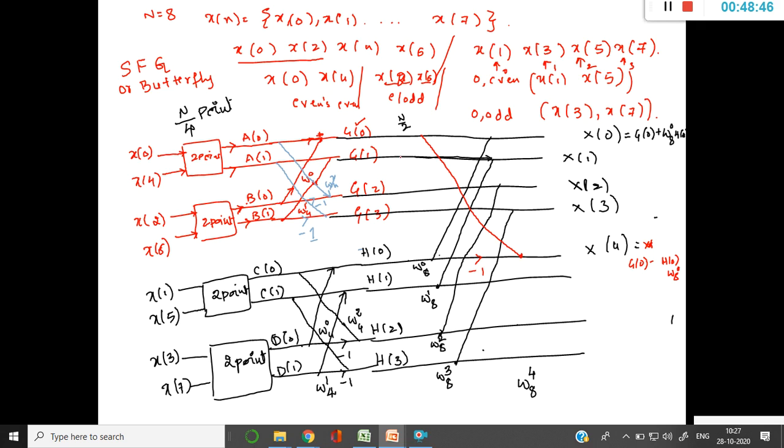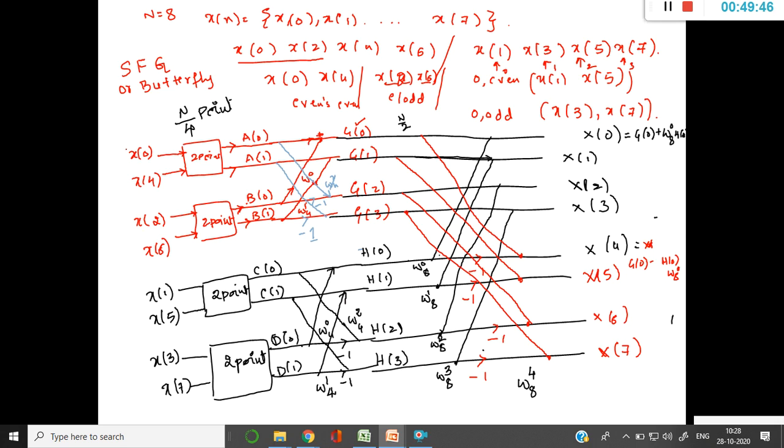That's it. And here also, X of 5 is obtained by H of 1 into W8 to the power of 1, subtracted from G of 1. Again here also X of 6 is obtained as this: I simply negate this, multiply H of 2 and W8 to the power of 2, negate this and subtract from G of 2. Here also, H of 3 into W8 to the power of 3, subtract it from G of 3 to get X of 7. So this is how you are supposed to perform the calculation.